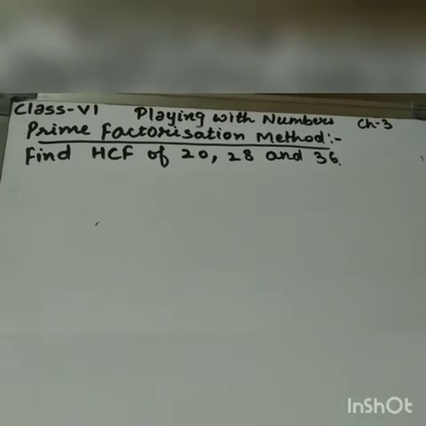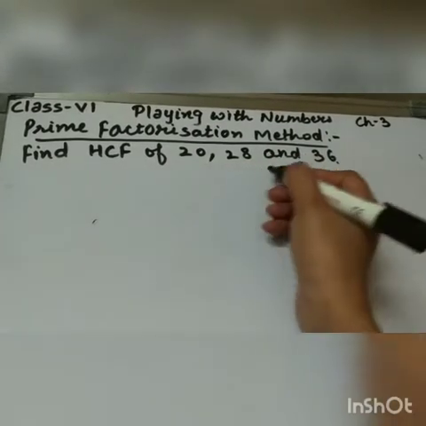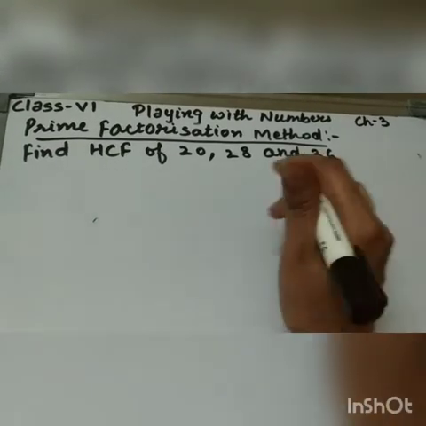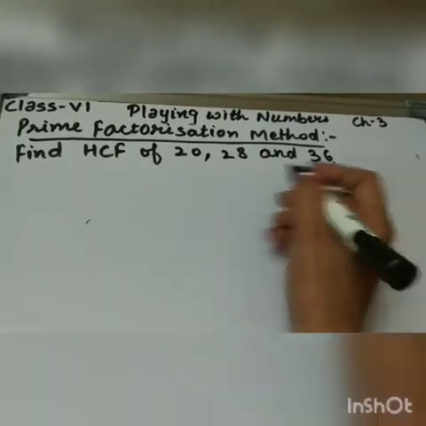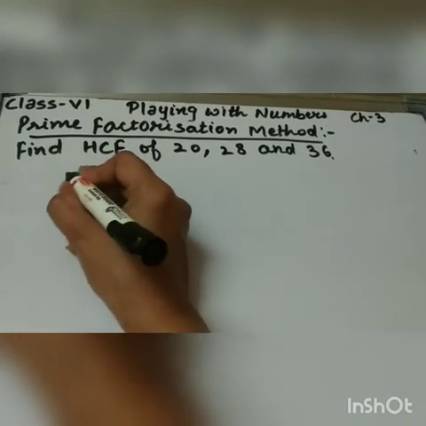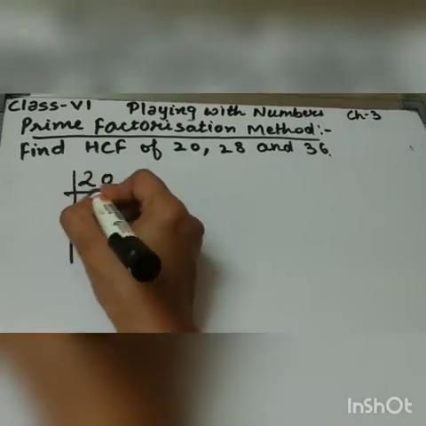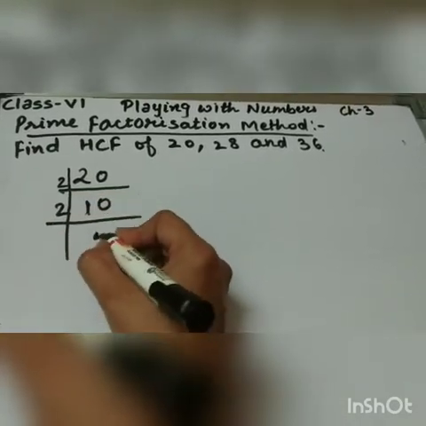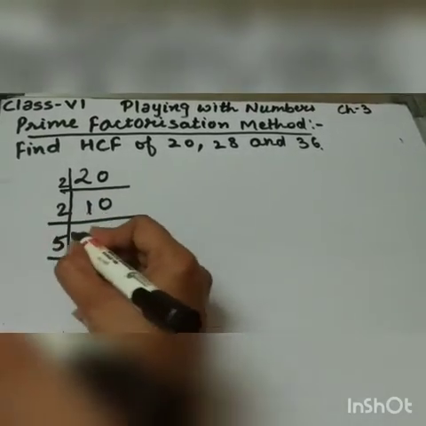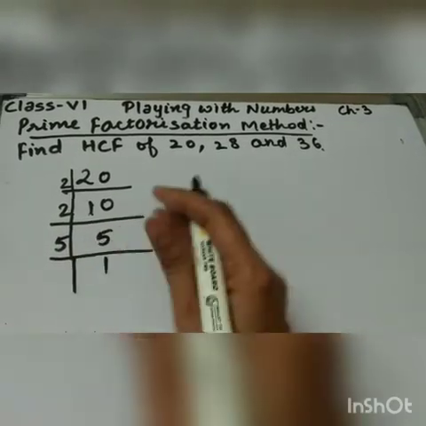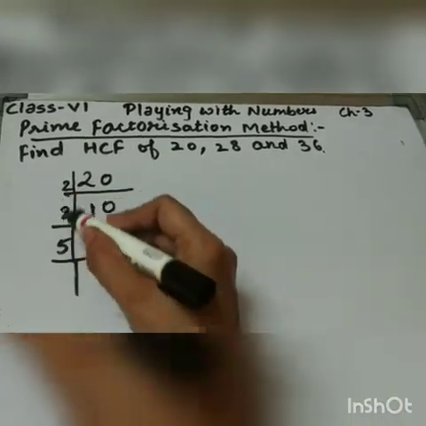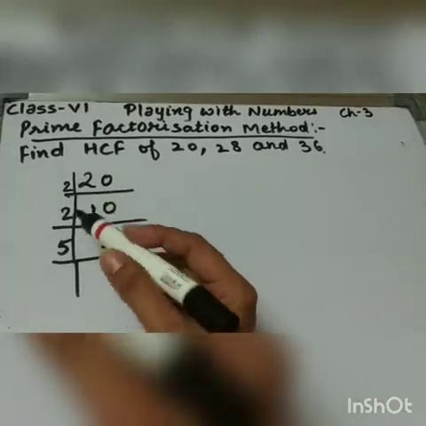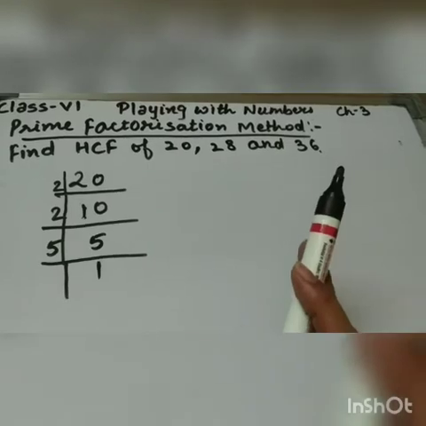Suppose we have to find the HCF of 20, 28 and 36 by prime factorization method. The first step is to do the prime factorization of all the numbers. See, I am doing the prime factorization of 20 first. 2 tens are 20, 2 fives are 10, 5 ones are 5. Prime factorization means all the numbers you are taking on this side should be prime numbers. These numbers should always be prime. That is called prime factorization.